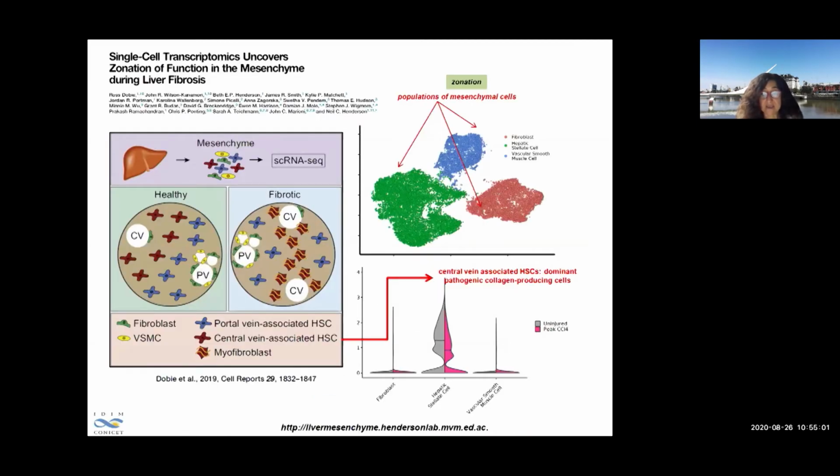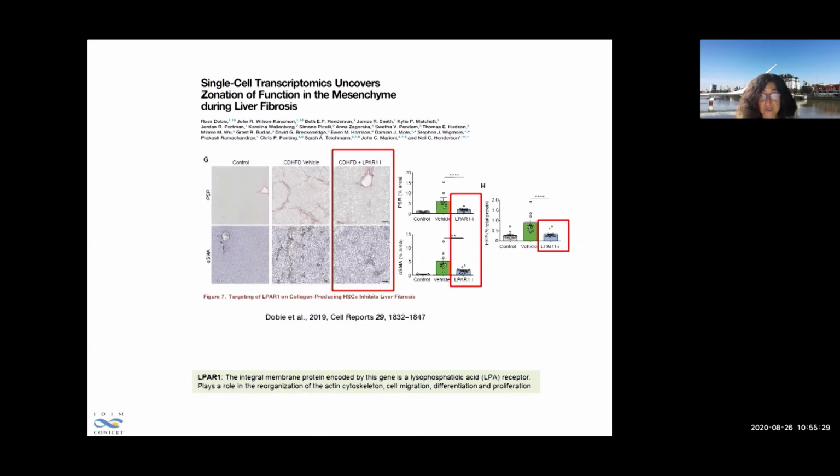In this study, single-cell RNA-seq was used to explore the hepatic mesenchyme in the fibrotic mouse niche, and the authors identified 3 distinct populations of mesenchymal cells that present zonation across the hepatic lobule. And the authors found central vein-associated hepatic stellate cells as dominant collagen-producing cells during injury-induced fibrosis. But more importantly, the authors identified a lysophosphatidic acid receptor as a therapeutic target and demonstrated that pharmacological antagonism of this receptor inhibits liver fibrosis.